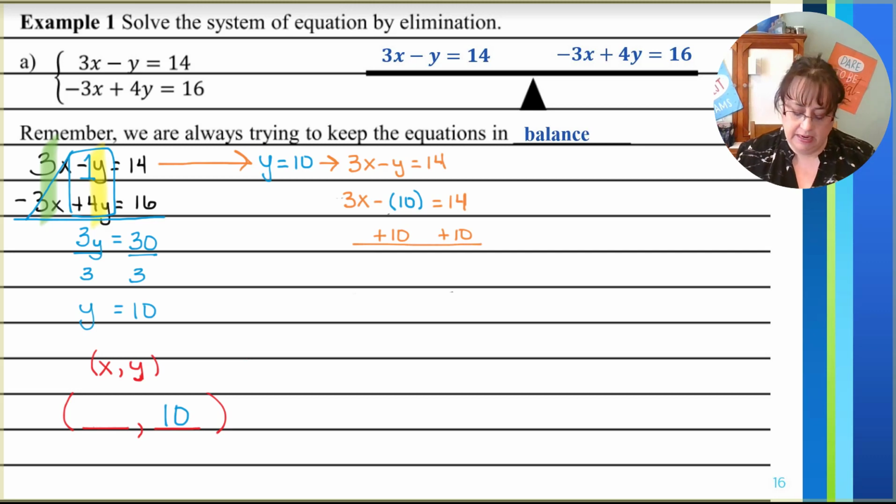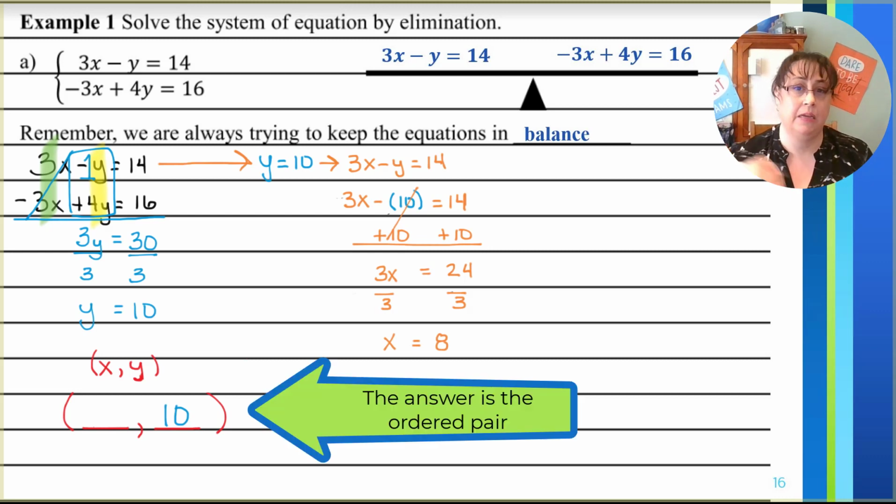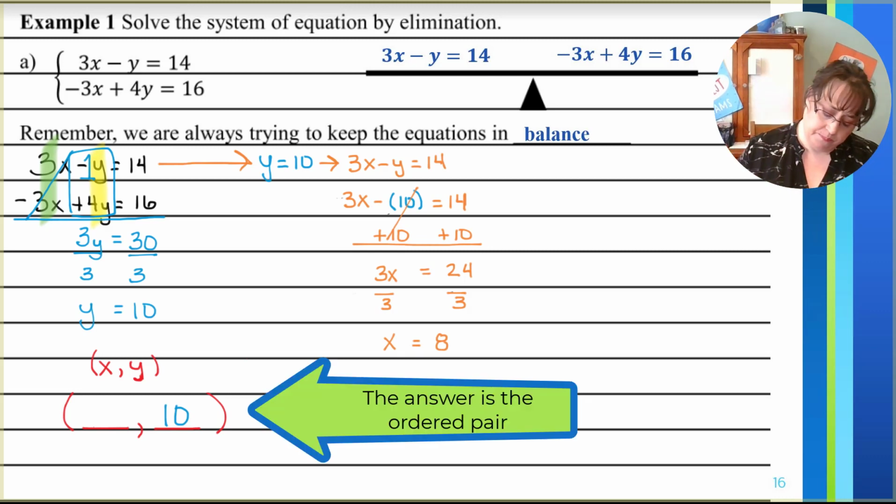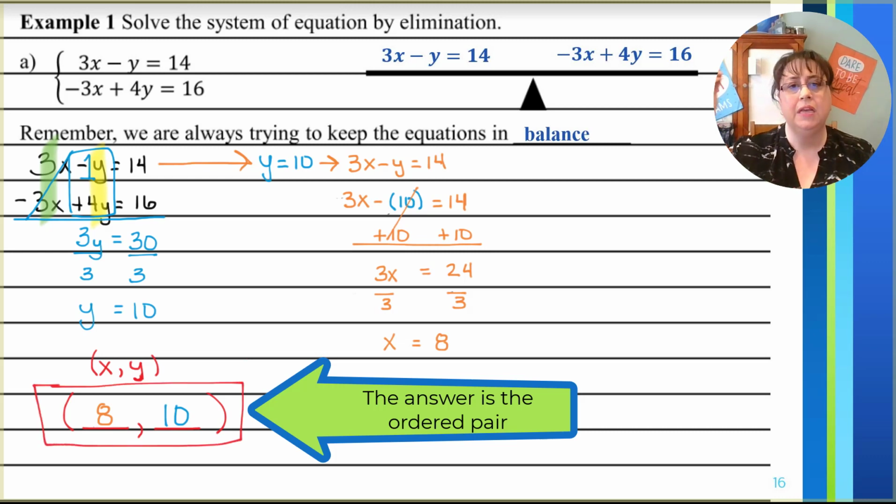So negative 10 plus 10 is 0. So I'm left with 3x is equal to 24. And the opposite of multiplying by 3 is dividing by 3. So x is equal to 8. So now I know what x is equal to, but I'm not done until I actually put it into the ordered pair. So x is equal to 8. So my actual answer is 8/10. Remember, the system solution is the ordered pair.